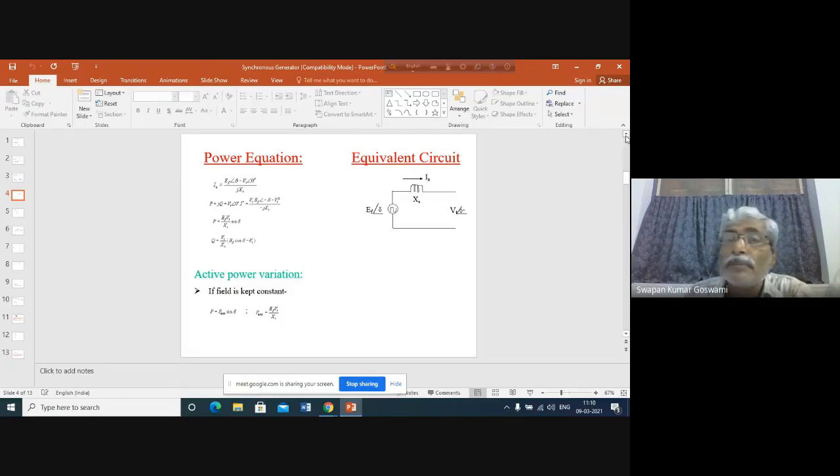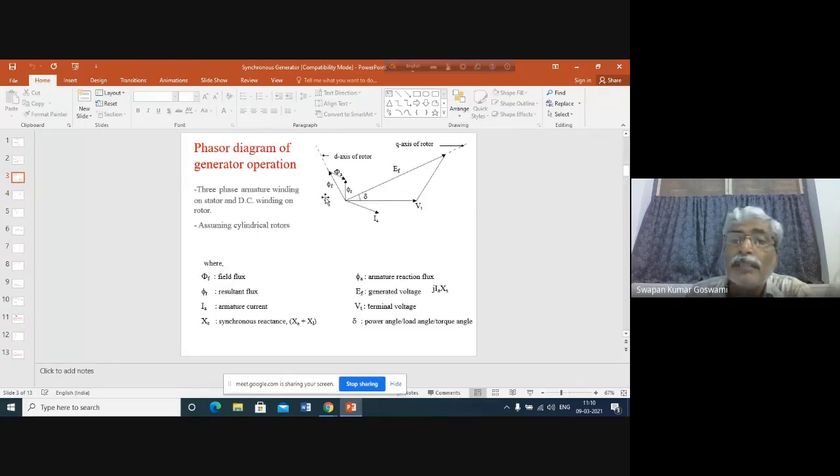If we go back to the phasor diagram, then you see that this delta basically is the angle between the terminal voltage and the induced EMF or the internal EMF of the generator. Now, what is the direction of internal EMF, the generated voltage? This is along the quadrature axis of the rotor.